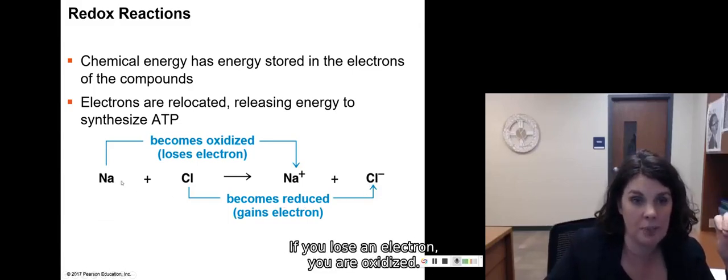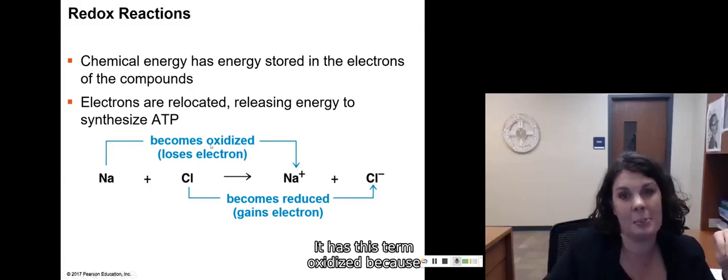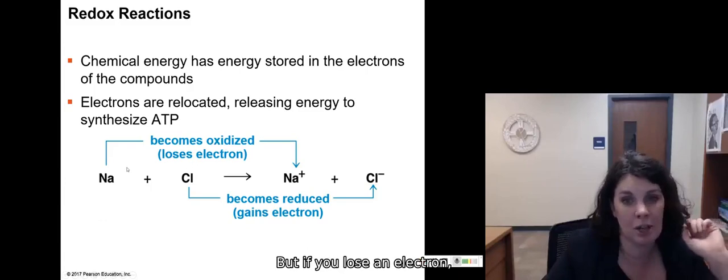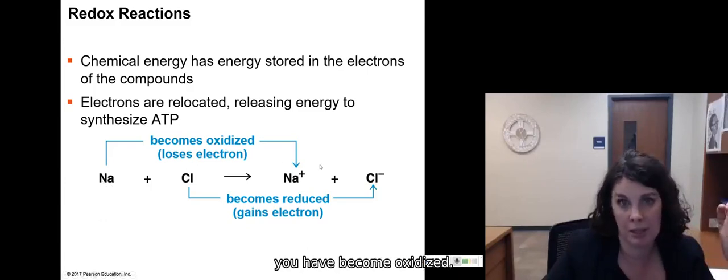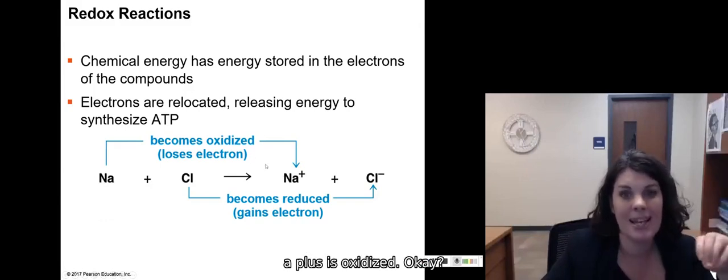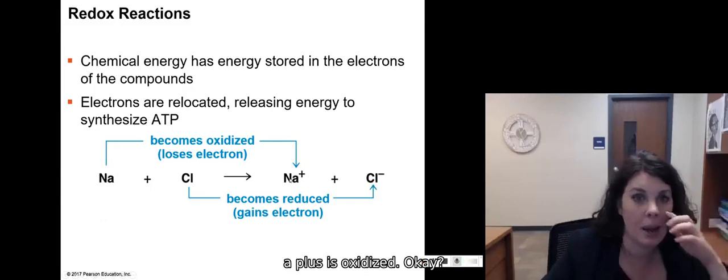If you lose an electron, you are oxidized. It has this term oxidized because we used to not really understand what was happening. But if you lose an electron, you have become oxidized. So sodium that loses an electron becomes Na+, it is oxidized.